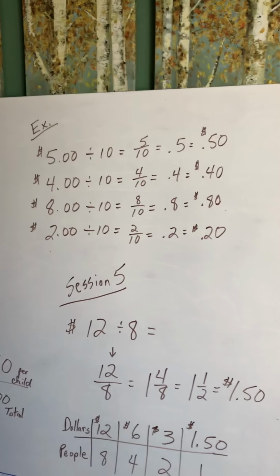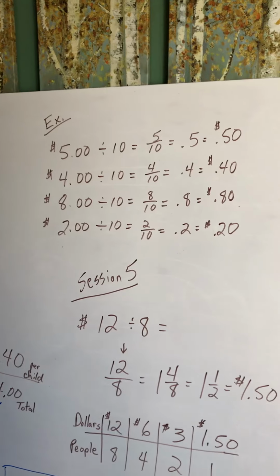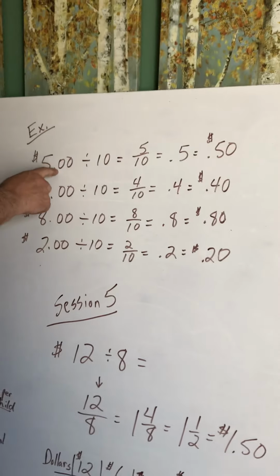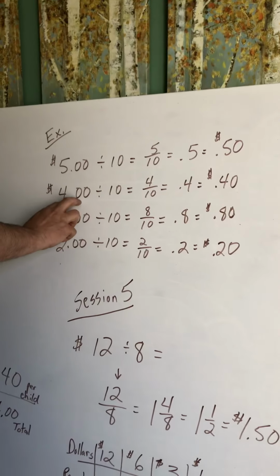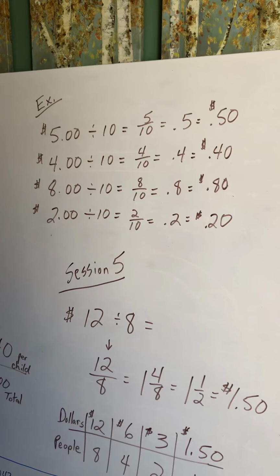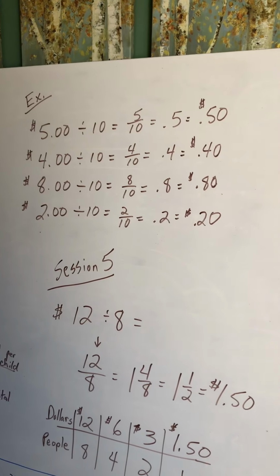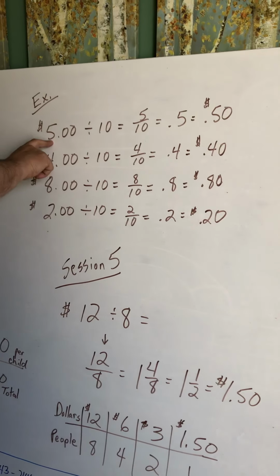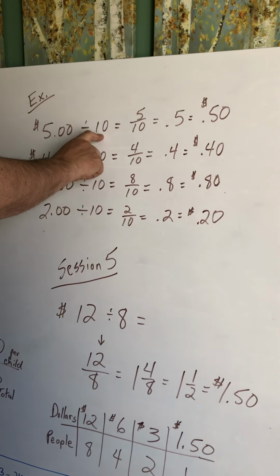Okay, so another example in the teacher's guide. This is not in your book. This was in the teaching pages of Bridges. So let's look at it. We've got $5, $4, $8, $2, and we're dividing by 10 for all of those. Okay? Well, remember, this is a whole number 5 too. Okay? And dividing by 10.